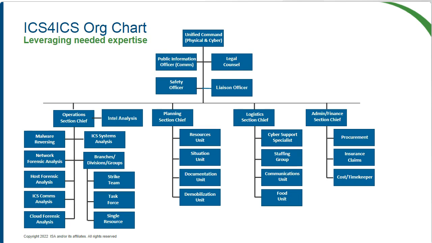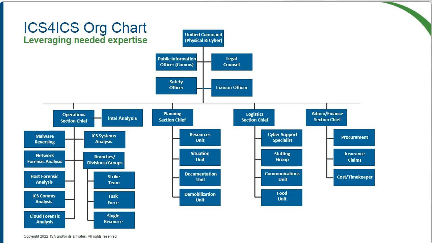Logistics section ensures, for example, that we have food. If the event or the incident disrupted the operations of our IT systems or communications, they make sure that we have an alternative work location so this team can function.